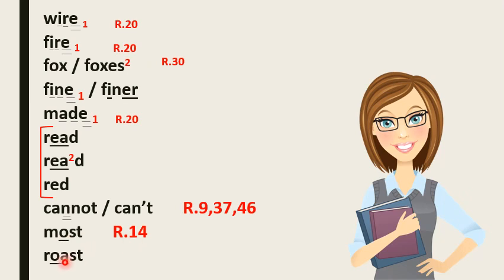Here we have roast, and you only have OA, the phonogram OA. So how many sounds for OA? Only one, which is O, like roast. Okay? So roast means like grilled, okay? Grilled. So this is all for today's lesson.